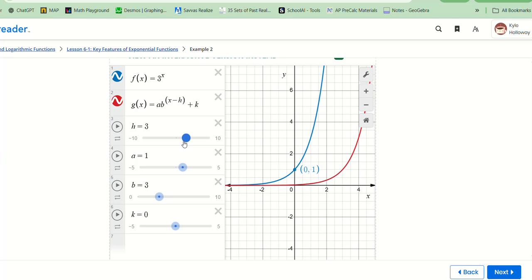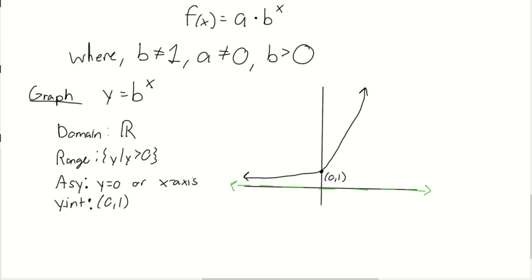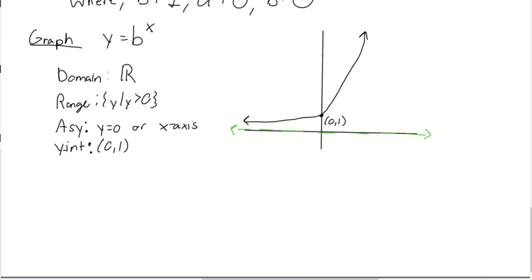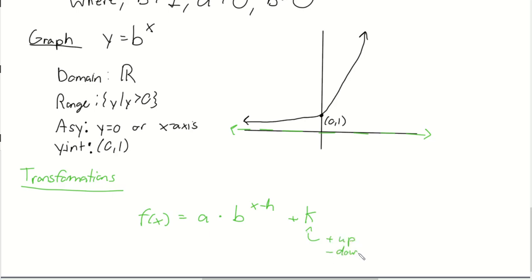Okay, thank you all for coming up. Let's write this in our notes now. So, transformations. We have f of x equals a times b to the x minus h plus k. I'm just going to split this out so we can write. So, what we found out, when k is positive, we're going up. When it's negative, we're moving down a graph.